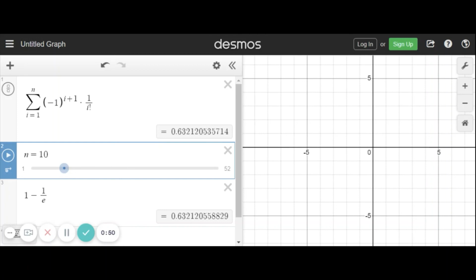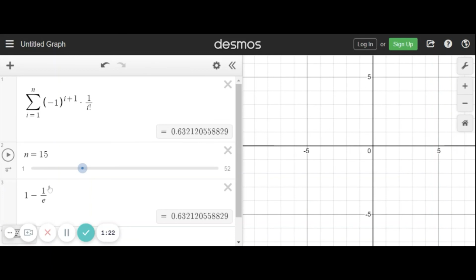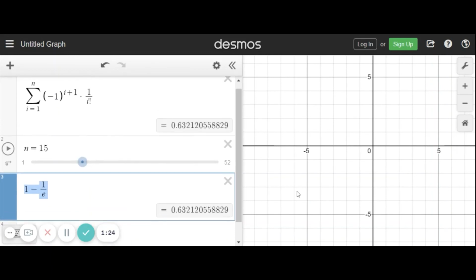So then at n equals 10, it's already correct to 7 decimal places. So at n equals 10, this is already less than a 1 millionth error. But then it really quickly converges as n gets really large. By n equals 15, there's no difference as shown on the calculator. Of course, there is a really small difference, but this sum is correct to 12 decimal places or something. So this is a really good approximation.